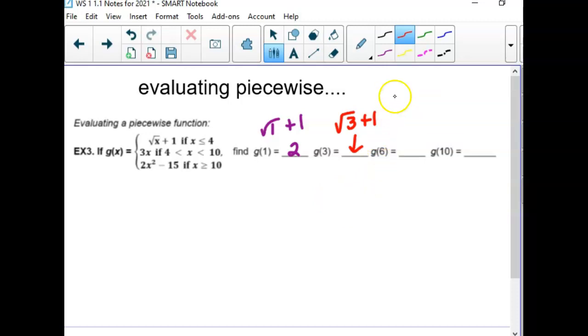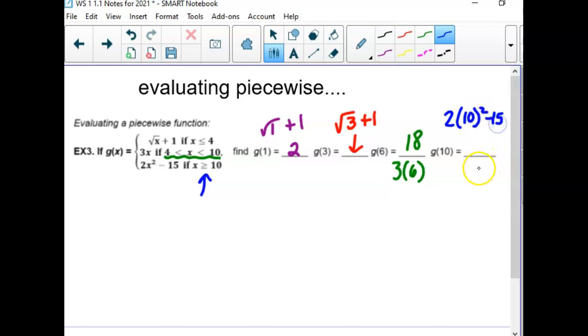All right, when I go to put in a 6, I have a new rule to follow because 6 falls between 4 and 10. So I have to do 3 times 6 is 18. And if I put in a 10, 10 does not fall between 4 and 10 because this didn't have an or equal to. 10 is actually included here. This says from 10 and up. So I put the 10 in this rule. So I'm going to do 2 times 10 squared minus 15. If you type that on your calculator, I'm thinking 185. Did anybody double check me? Thank you.